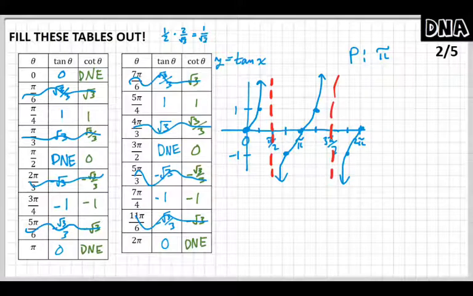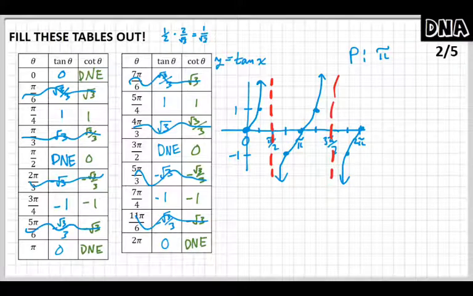Now, if you don't believe me about it going up forever and ever, just pick a number right here that's between whatever this number is. That's 5 pi over 4. Pick a number that's between 5 pi over 4 and 3 pi over 2, and you'll start getting numbers that go up here, and they get even closer. It'll be way up here, and so on and so forth. But anyways, that is tangent.